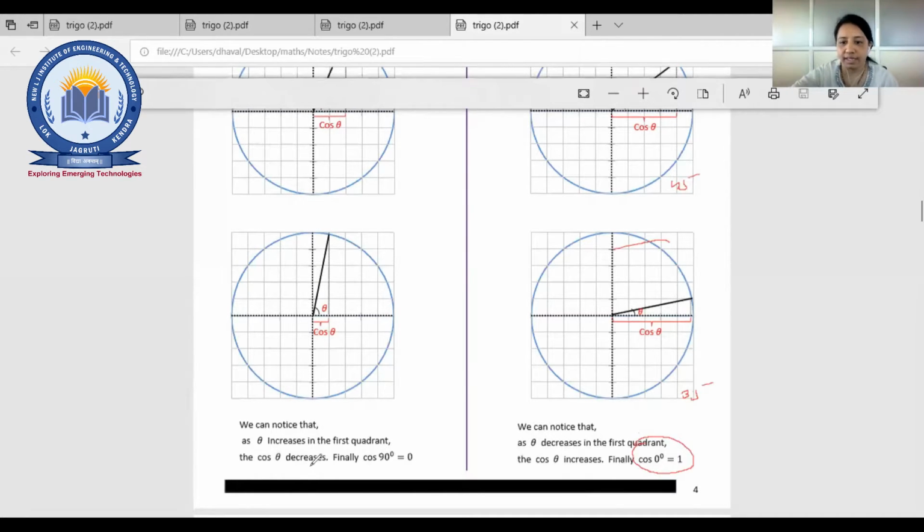Fine. Is there any doubt? When theta is increased, what should be the change in cos theta? And when theta is decreased, what is the change in cos theta? Is there any doubt in that? So that you need to remember, right? Just a logic is that if theta is increased, then what will happen to cos theta, right? It may be required, okay?